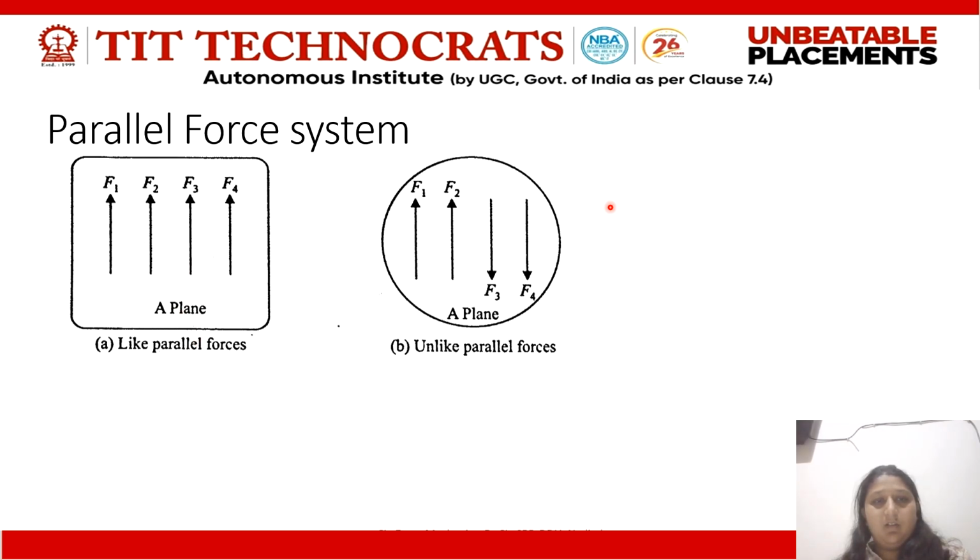Next, we have the parallel force system. The forces which move parallel to each other, either in the same direction or in different directions, are called parallel forces. If they are in the same direction, they are called like parallel forces. If they are in opposite directions, they are called unlike parallel forces.